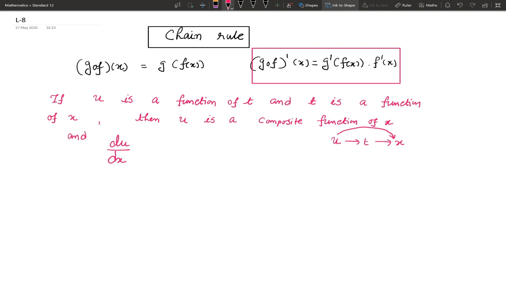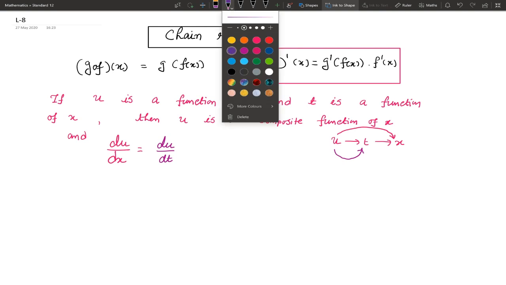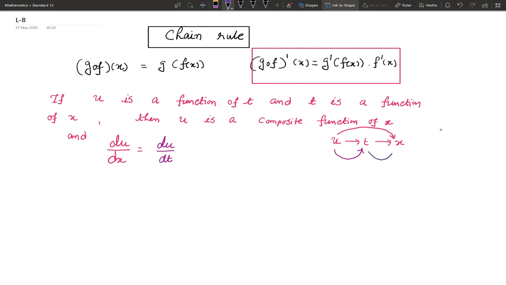So du by dx can be written as, since u is a function of t, first you have to differentiate u with respect to t, and then t is a function of x, so into dt by dx. This is known as chain rule. You can extend this chain.